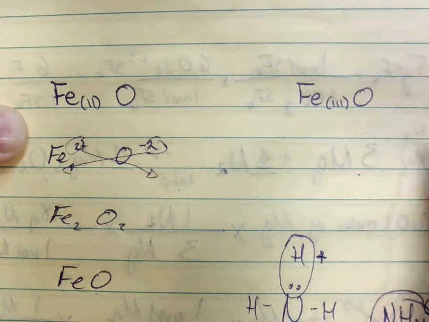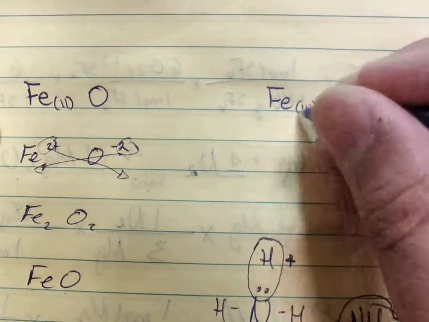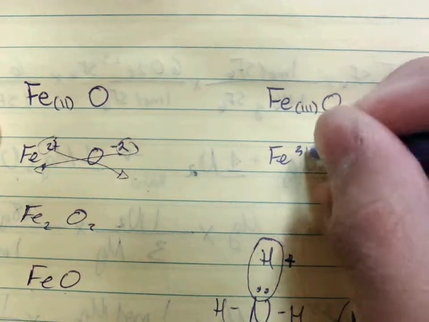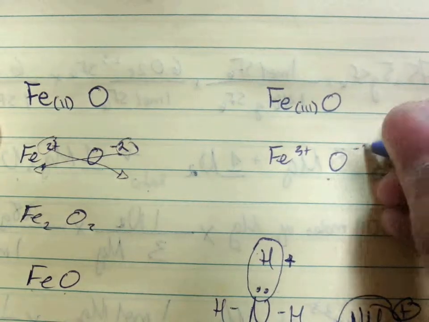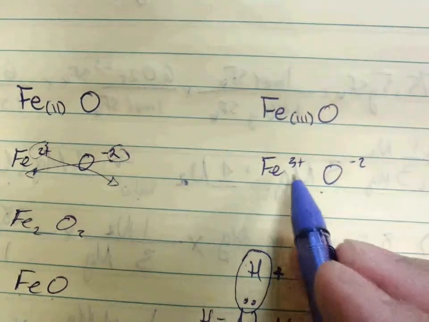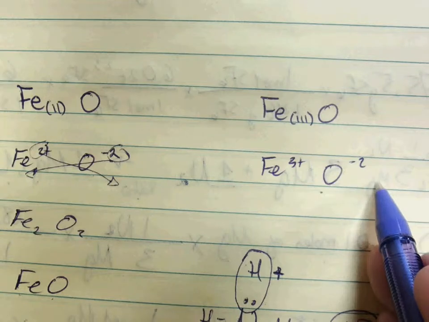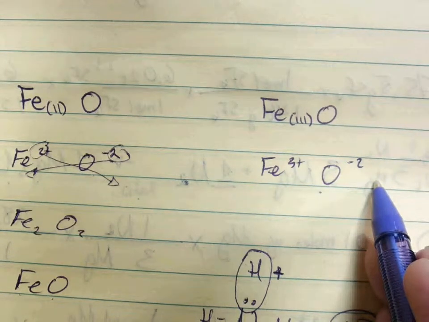Now I'm going to do the same thing with iron 3. Iron 3 has its Fe3+. Oxygen is still negative 2. So this one's losing 3 electrons. That one's accepting 2 electrons.